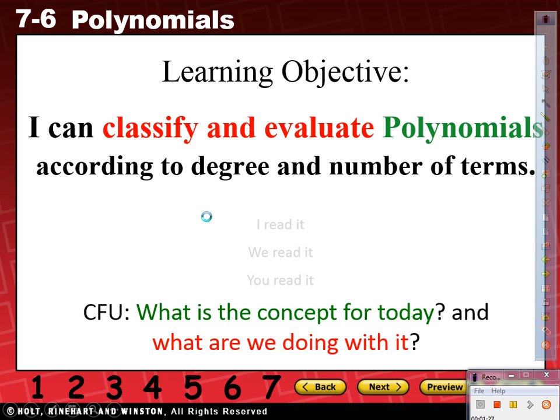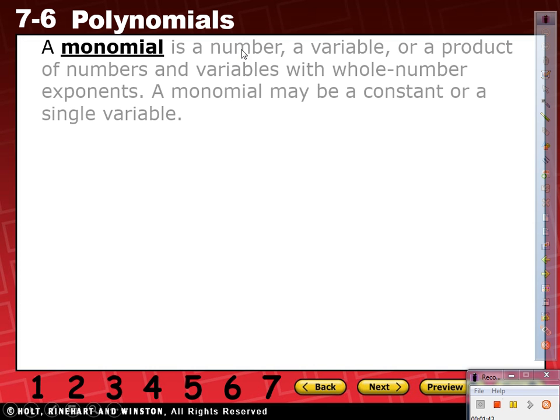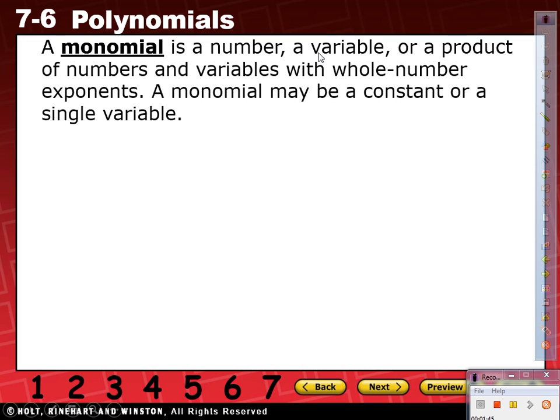Before I get started, on the left-hand side of the Q column, does everybody see how you have a lot of space there? At the top, I want you to write a monomial on the Q column, top left. A monomial is a number, a variable, or a product of numbers and variables with whole number exponents. And it says here, a monomial may be a constant or a single variable. Copy that, please.